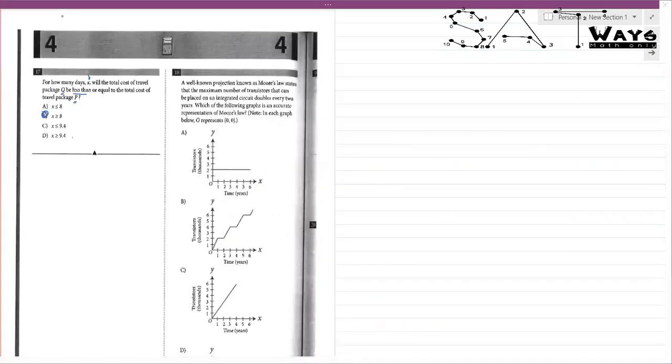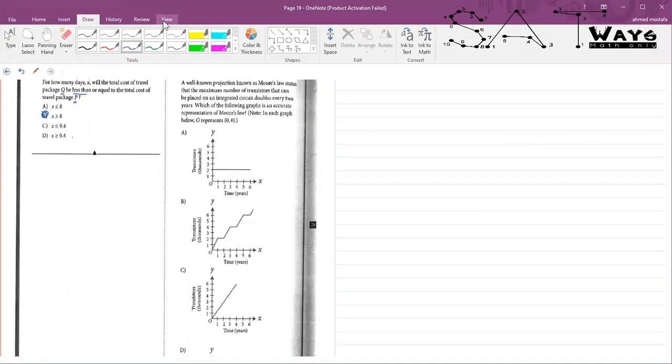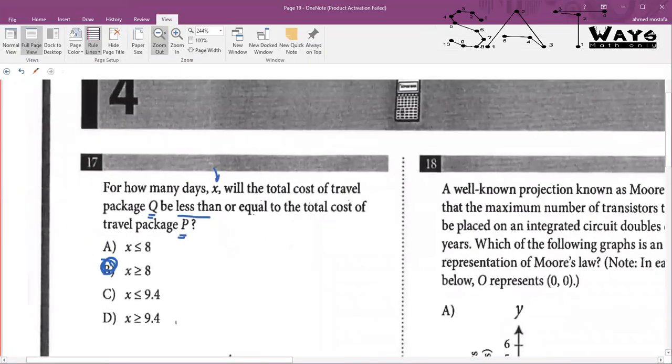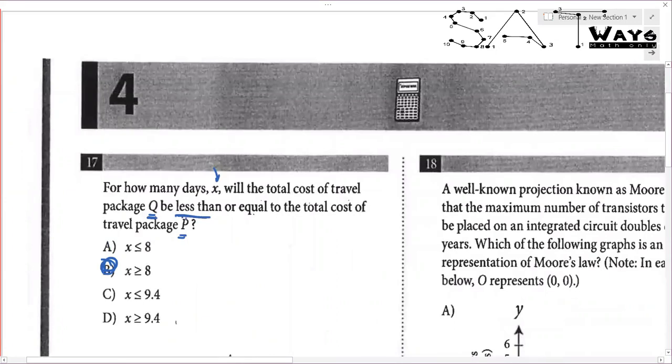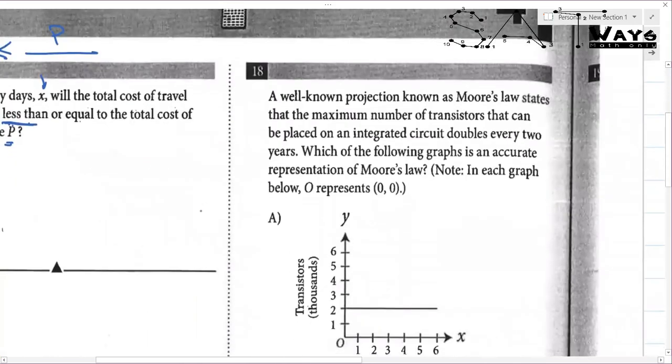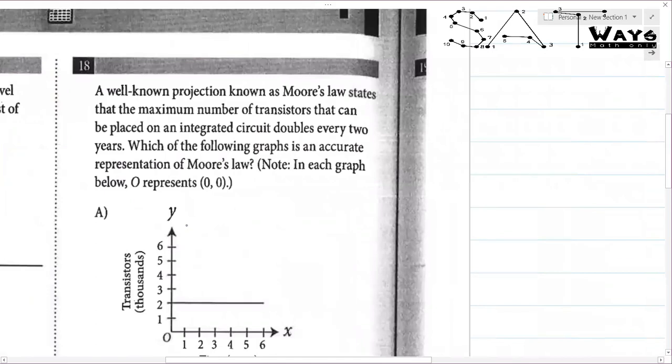So what is the keyword? What is the obvious keyword? Q less than. So I wrote an equation for Q less than or equal the total cost of P. Q right here, P right here, and then solve. All right, number 18.